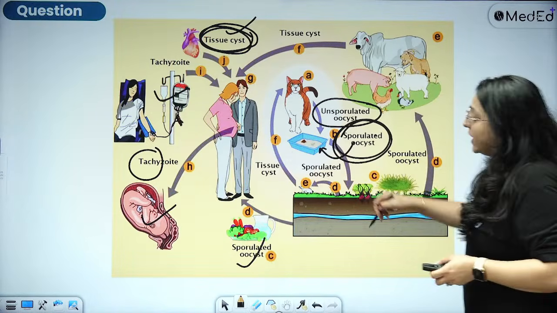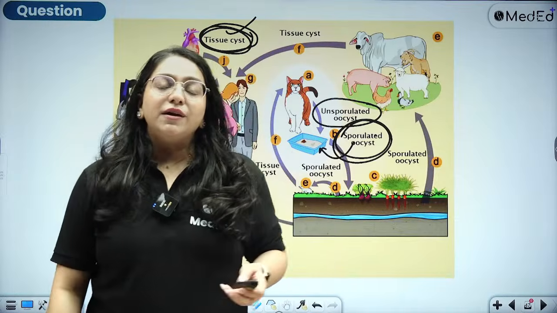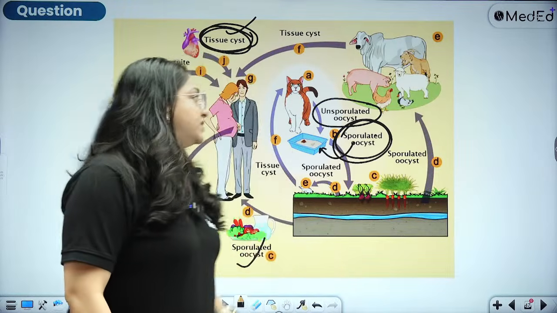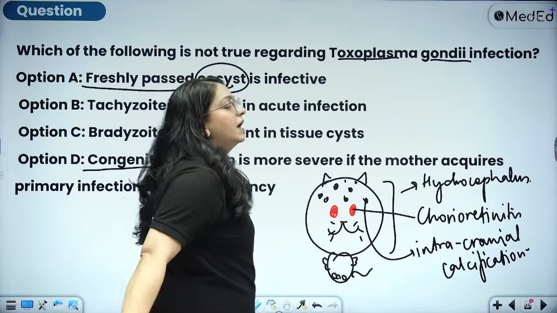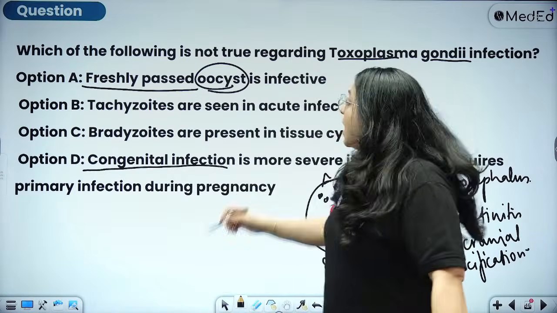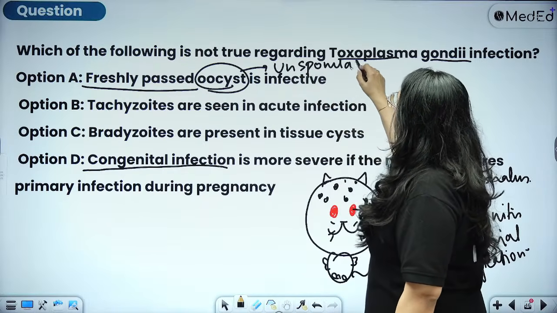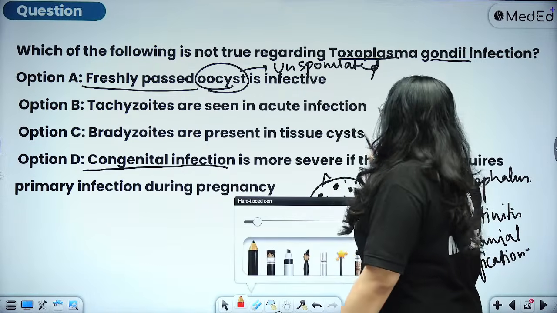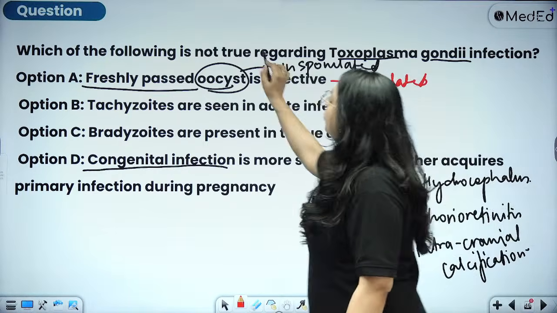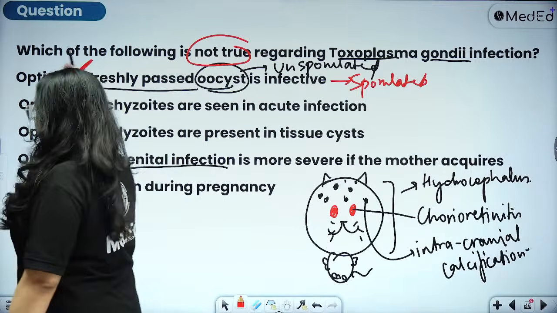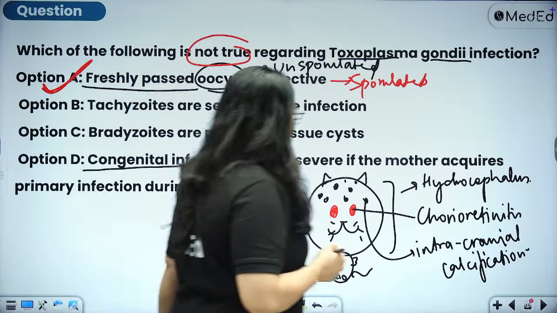And whenever you are eating contaminated food and water, contaminated with cat litter, you are ingesting sporulated oocyst. But freshly passed is not infective because freshly passed is unsporulated. So, infective is what? Sporulated is infective. So, what is not true? Option A is not true. Right? Most important questions of toxoplasma done.